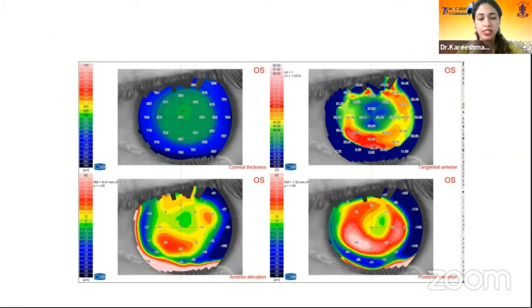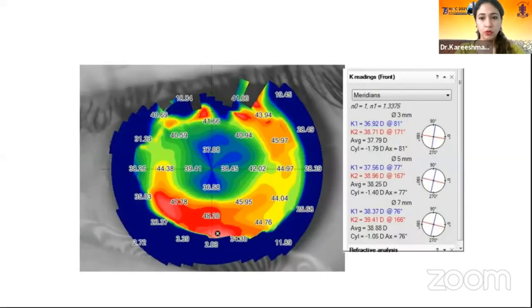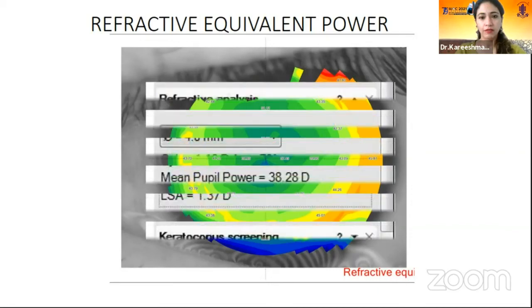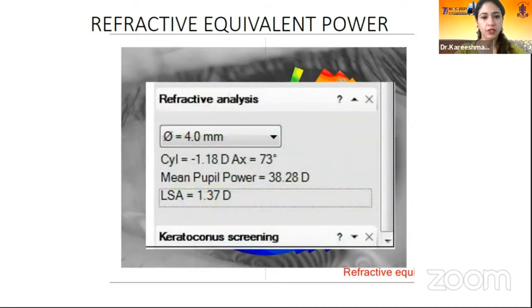Now, as my colleagues have already discussed, we got a topography done. The topography showed that there is quite a regular astigmatism in the central zone. If you look at the central area, this is what it looks like. There is not a very significant astigmatism, just around a cylindrical power of minus 1.8. And in the series, you have to look at the refractive equivalent power, and you get a value over there, which is the mean pupillary power, as you can see highlighted in the center, 38.28 in this case.